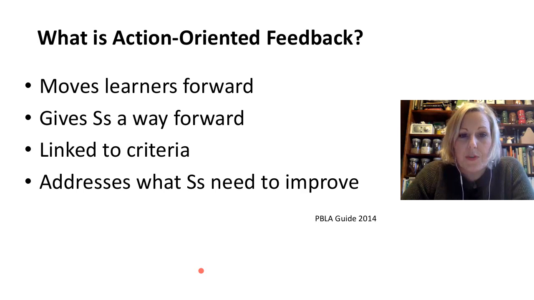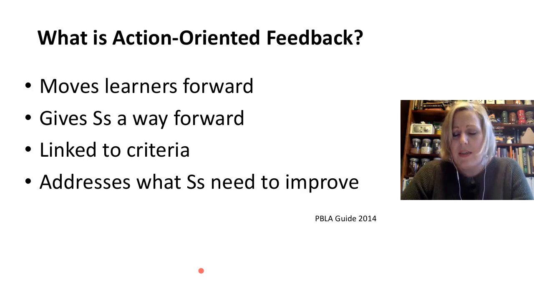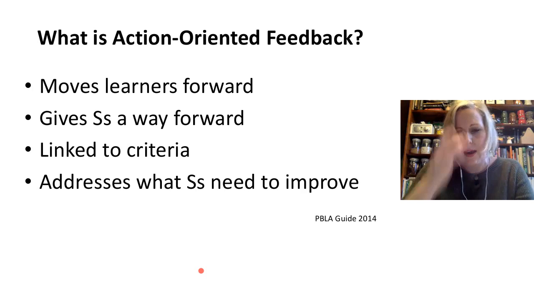action-oriented feedback moves learners forward, it gives students a way forward, it's linked to criteria, and it addresses what students need to improve. Some people might suggest that the link to criteria should be listed first in those four different aspects, because all of the feedback that we give really does need to be connected to the criteria and the objectives that we had already set for our students. So that's quite a common and important point to make there.